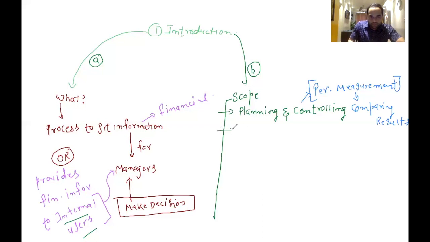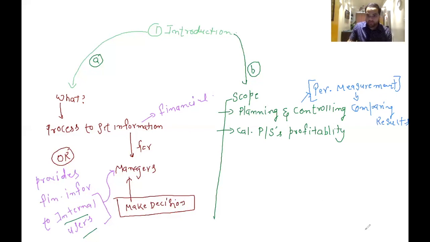Next is calculate products or services profitability. All right. Now, what does it mean, product profitability? Product profitability means whether the product has an ability to make profit or not. If the product has the ability to make profit, then you will continue producing this product, right?